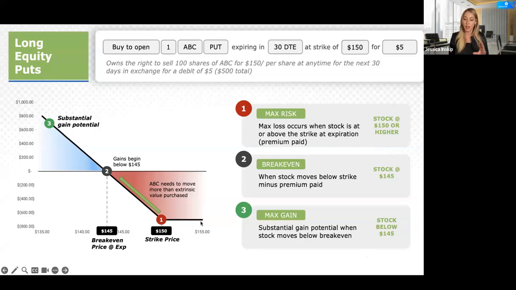Same concept. The max risk, because I am in the driver's seat, I can execute upon the terms of this contract, is just the amount that I spent and the premium that I paid. In this case is $5. I break even at expiration as long as the underlying security moves as much in my directional bias that I paid for the option, which is $5, so 145. And then I have substantial gain potential because the stock can only go to zero, and I'm going to gain dollar for dollar as it goes down, as in that intrinsic value is kicking in.